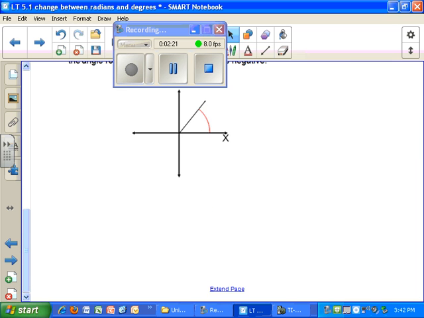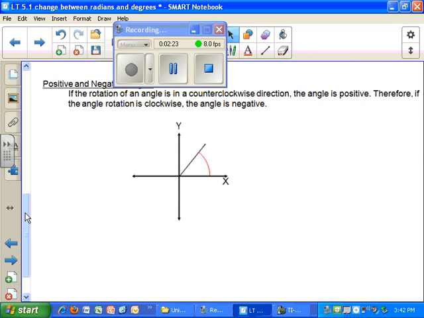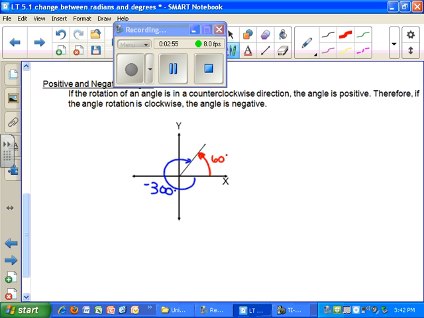We are going to be dealing with both positive and negative angles. If the rotation of an angle is counterclockwise, that's how we're going to measure angles being positive. So if this angle is going in the counterclockwise direction, that would be a positive angle. So we could estimate that this angle is about 60 degrees, which would make the clockwise direction be negative. So we could look at that angle and say that that is a 60-degree angle, or that it would be a negative 300-degree angle.